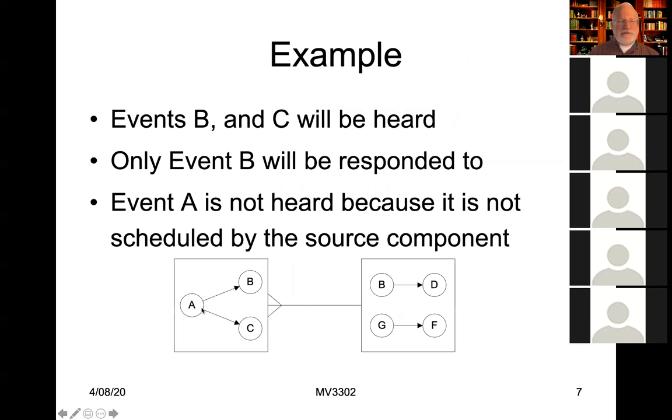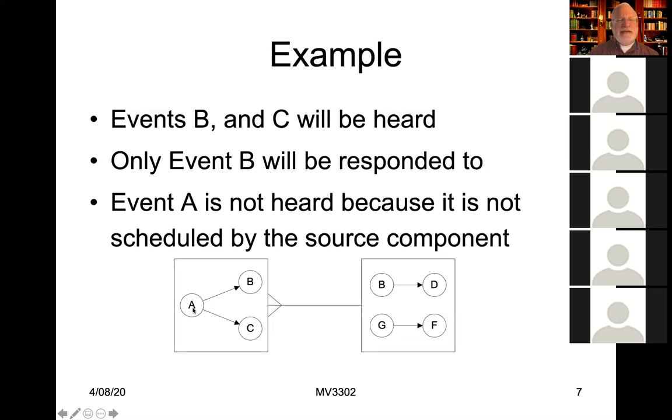But here the source is this little event graph here. So we have events A, B, and C. And in the listener event graph, we have events B and D and G and F. And those are just the names that have been assigned to those events. Now, at some point, events B and C are going to be scheduled.